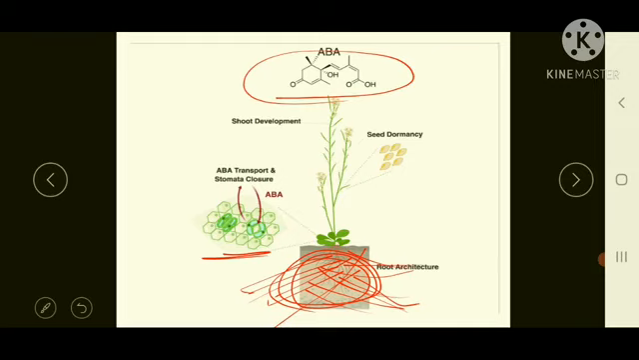Also, there is shoot development here. It also helps with seed dormancy.